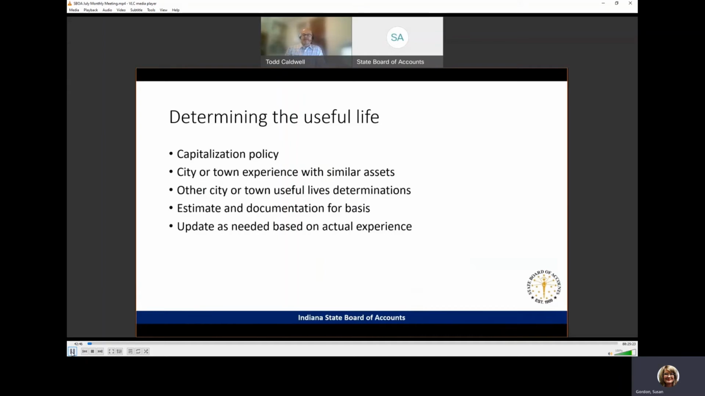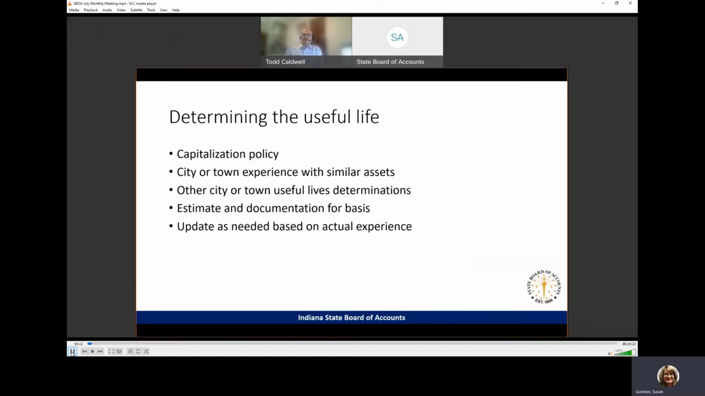How often do police vehicles need to be replaced? How long does a piece of street equipment last? What about computers and electronic equipment? How often are you replacing those? Maybe you thought electronic equipment would get replaced every 10 years, but you find that after the 4th or 5th year, your laptop's not working and it's got to be replaced. So maybe that 10-year useful life needs to be adjusted down to what you're actually seeing in reality.